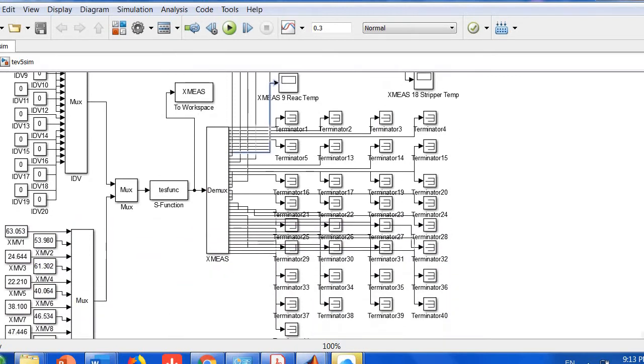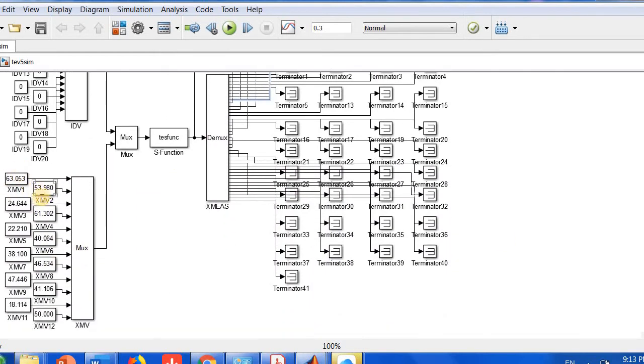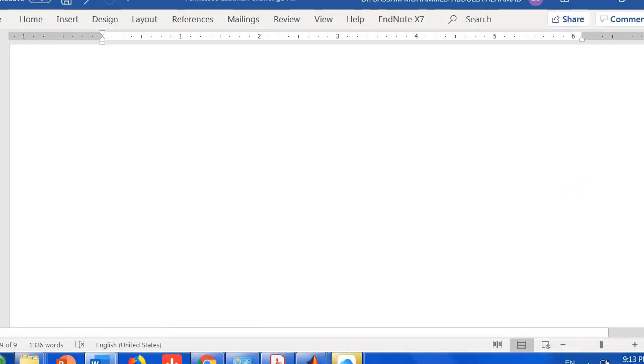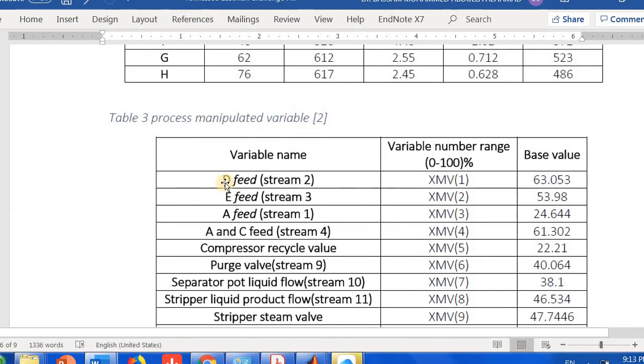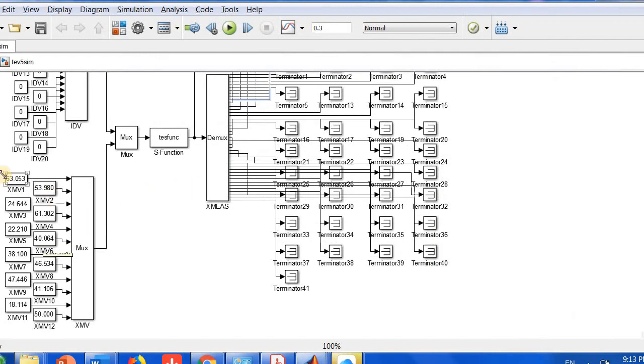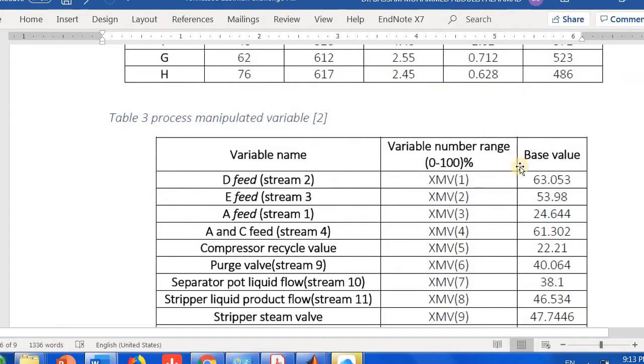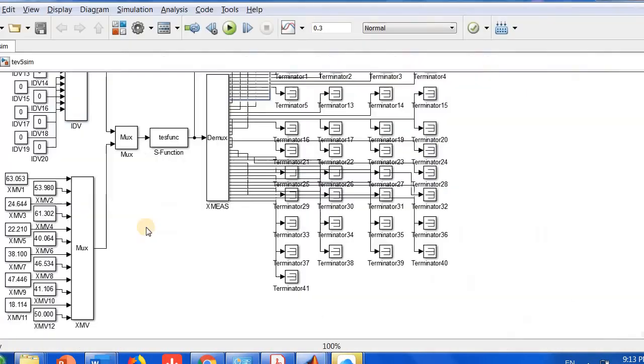What about the manipulated variables? These are my manipulated variables, and these are the base values of the manipulated variables. So manipulated variable 1, manipulated variable 2, manipulated variable 3, manipulated variable 4, and so on. What are the manipulated variables? If you can just recall, XMV 1 is the feed flow rate of D. So this is the feed flow rate of D, and you can see the value 63.053. It is the base value 63.053.